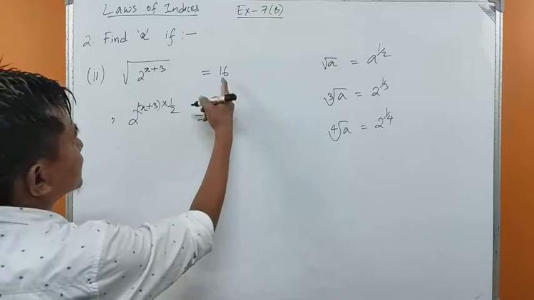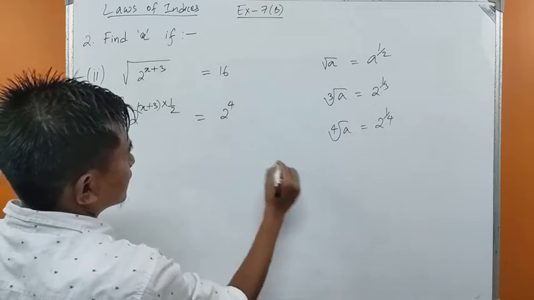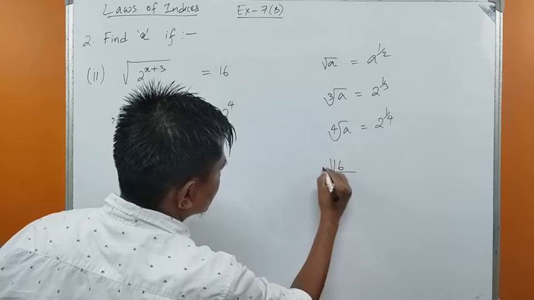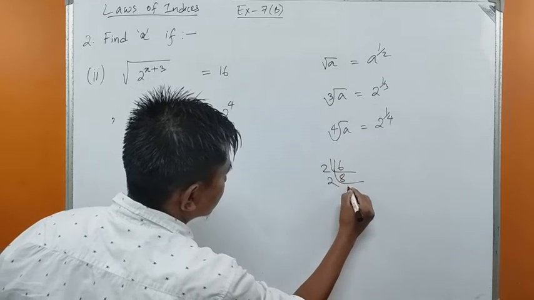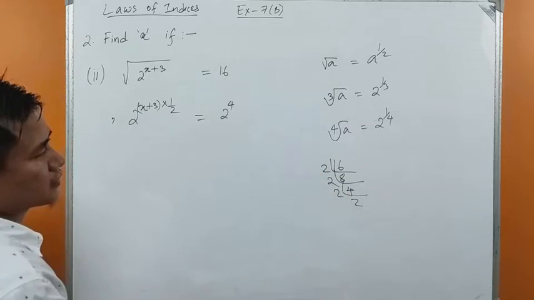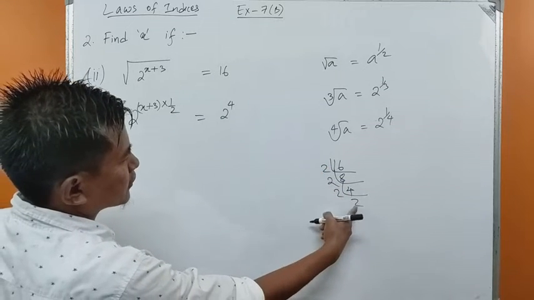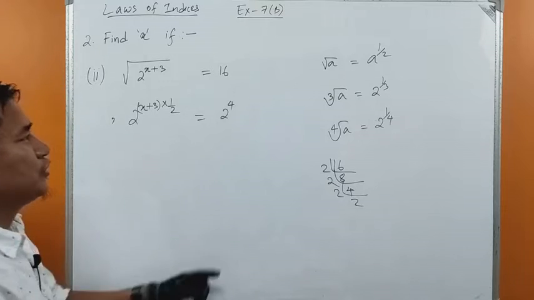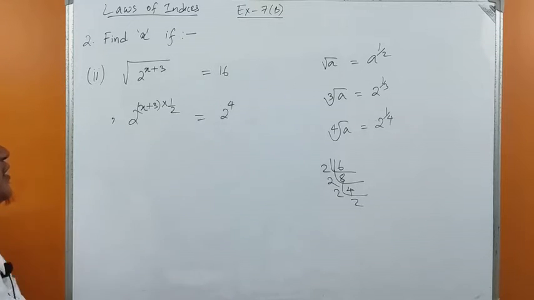Now 16 means 2 to the power 4, isn't it? 16 means 2 8s are 16, 2 4s are 8, 2 2s are 4. 2 multiplied 4 times gives us 16. 2 2s are 4, 4 2s are 8, 8 2s are 16. 1 2 3 4. 2 multiplied 4 times gives us 16.